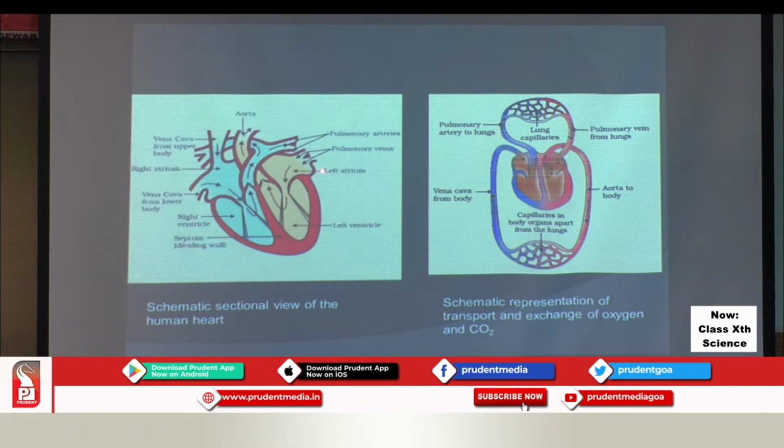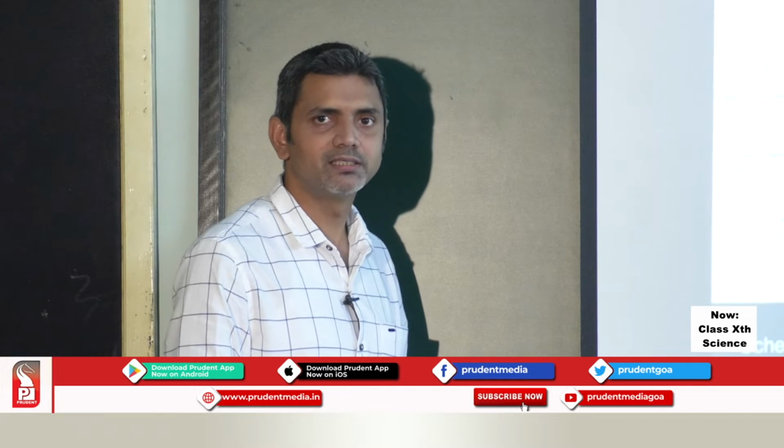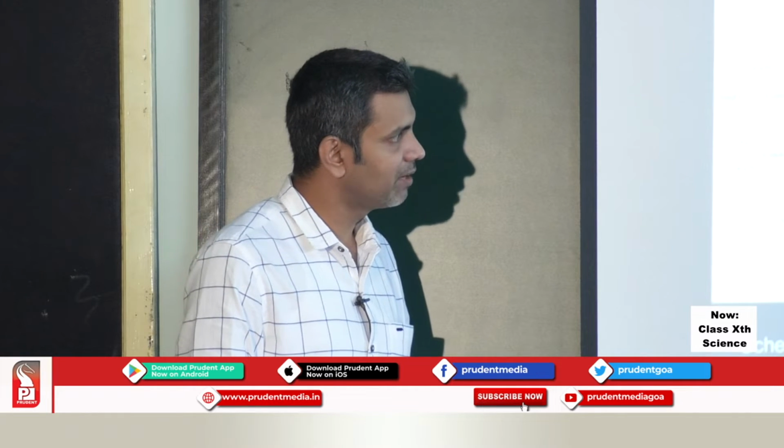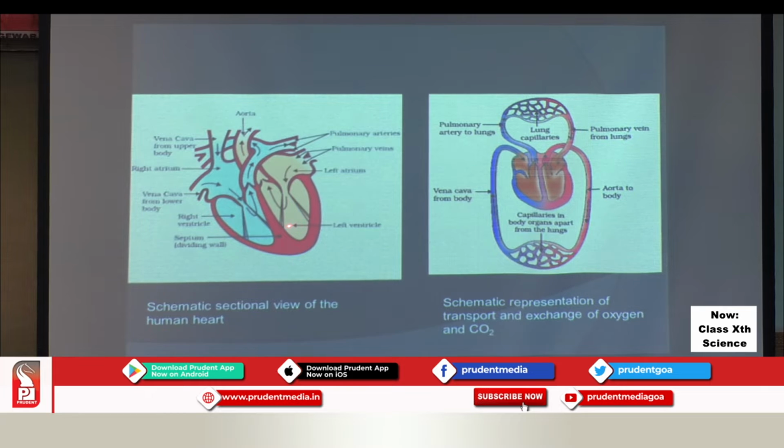After some time, the left atrium will contract, and when it contracts, the blood enters from the left atrium into the left ventricle. When the left ventricle receives the blood, at that time the left atrium relaxes. After some time the left ventricle will contract, and because of that contraction the blood will come out of the heart via the aorta. Aorta is the name of the artery.